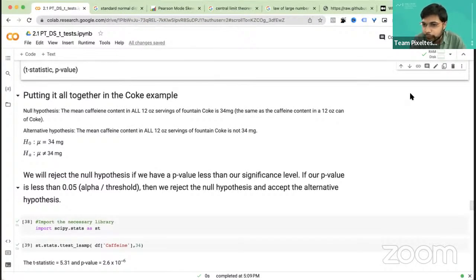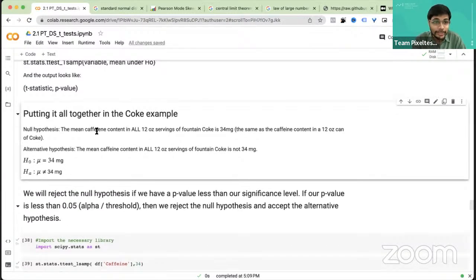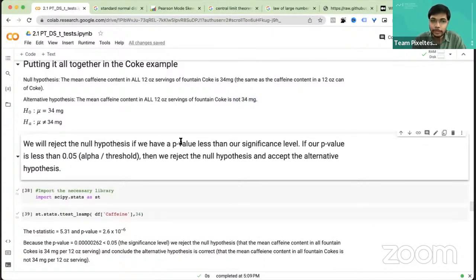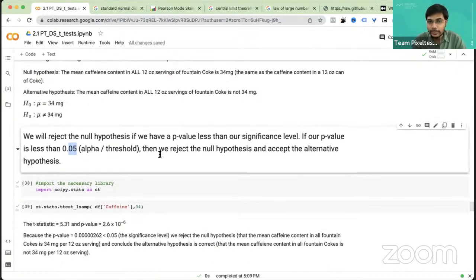Yes, Vinita ma'am, we are just closer. Vinita ma'am asks if the null hypothesis is accepted or rejected, right? So we are very close. The null hypothesis was that the mean is 34. Alternate hypothesis, what? It is not 34, right? Now we will reject the null hypothesis if we have a p-value less than our significance value. If our p-value is less than 0.05, then we will reject the null hypothesis and accept the alternative hypothesis, right?